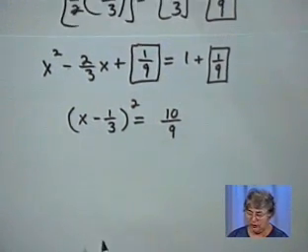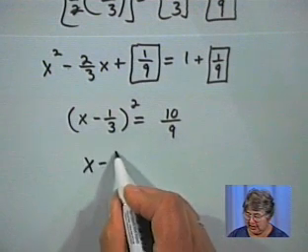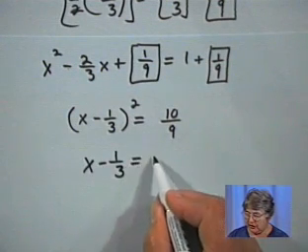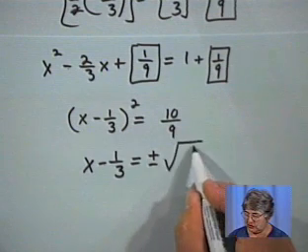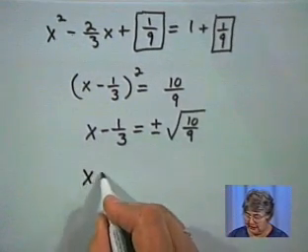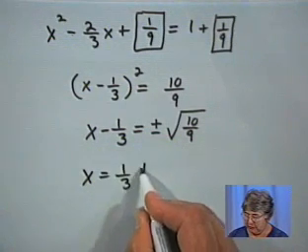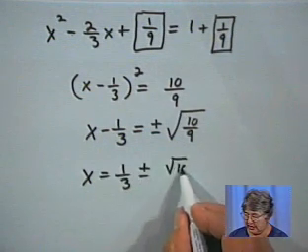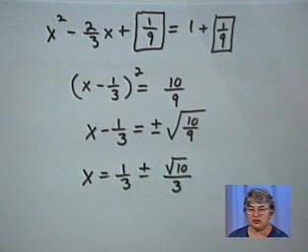Now let's take the square root of each side. On the left, we'll end up with x minus 1/3. On the right, we're going to have the square root of 10 over 9. Let's continue to solve. X then will be equal to 1/3 plus or minus the square root of 10 over the square root of 9.